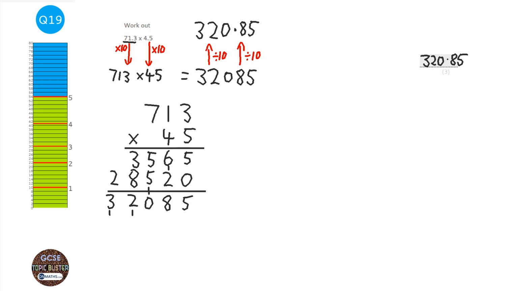So 71 is roughly 70, 4.5 is roughly 5. So 7 times 5 is 35, so 70 times 5 is 350. Well, 320.85 is not far off 350, so we know we've probably got it right.